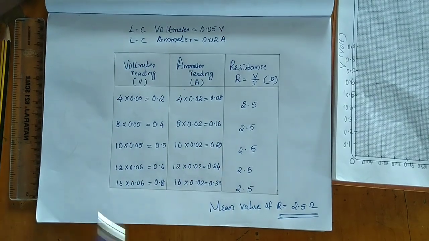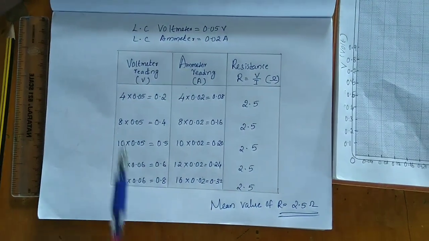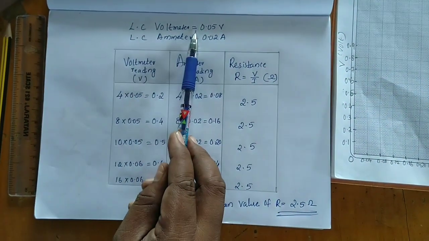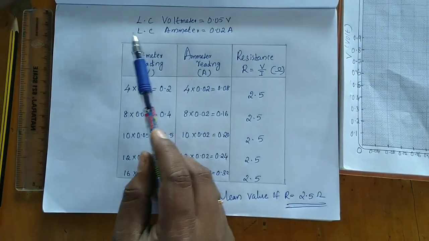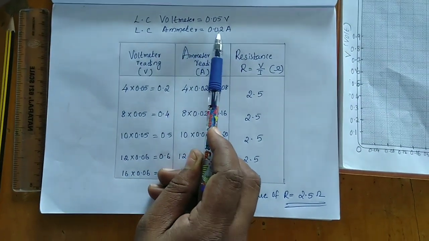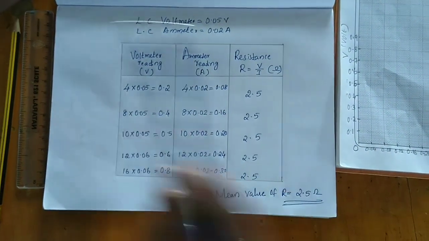This is the reading I got from the voltmeter and ammeter. The least count of the voltmeter is written as 0.05 volt, which means the value of 1 division. And the least count of the ammeter is written as 0.02 ampere, which is also the value of 1 division in that ammeter.